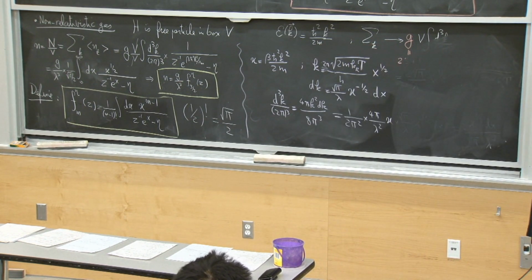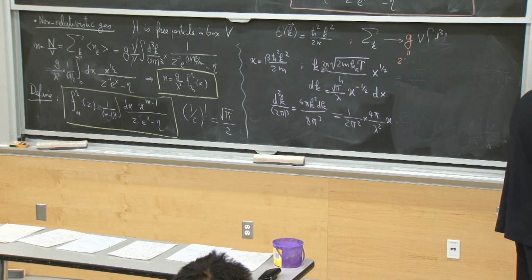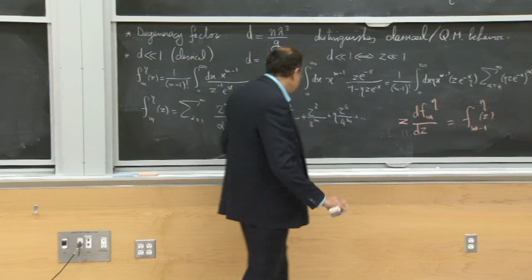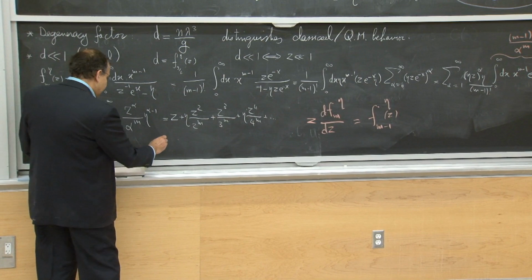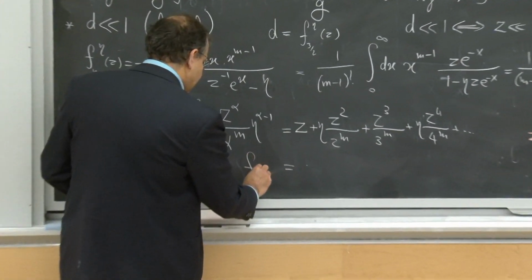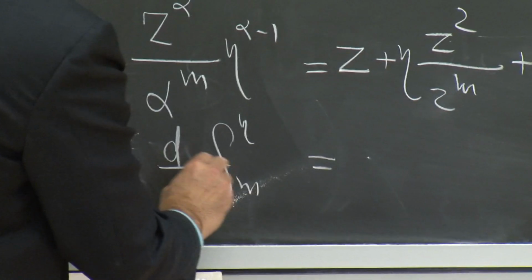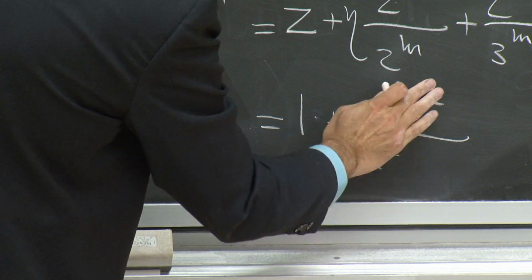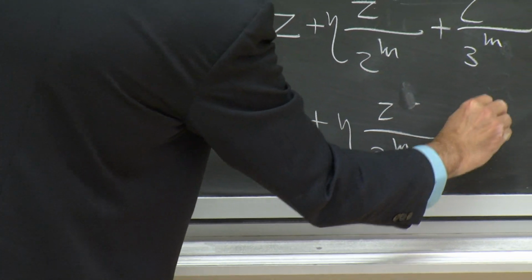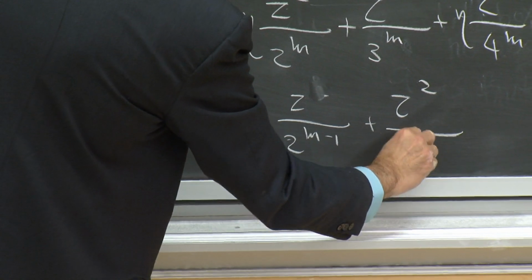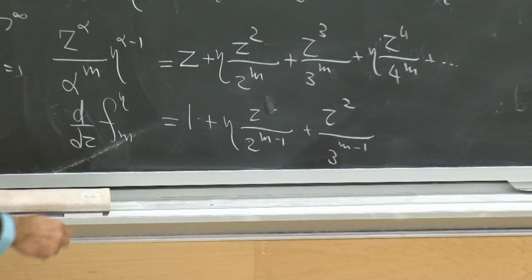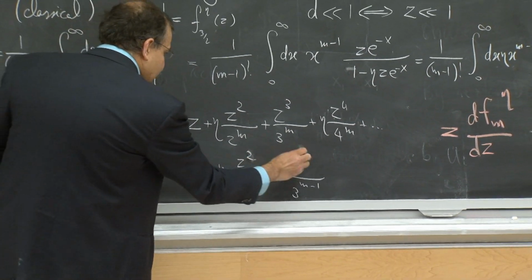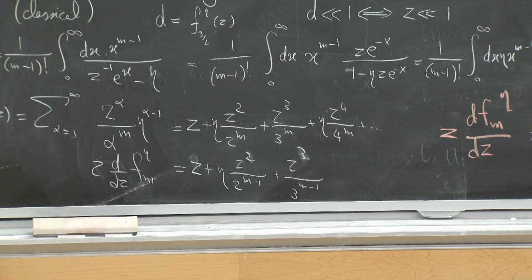In the derivatives? I mean, it seems to me like there's an eta in that relation. In this relation? Yeah. Okay, so let's do it by step. If I take a derivative d by dz, I get 1 plus eta z over 2 to the m minus 1 plus z squared over 3 to the m minus 1. Then I multiply by z. This becomes z. This becomes z squared. This becomes z cubed. And you can see that the etas are exactly where they should be.